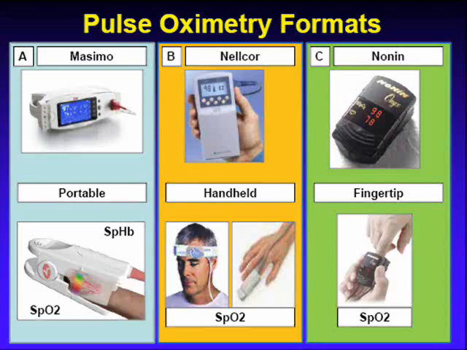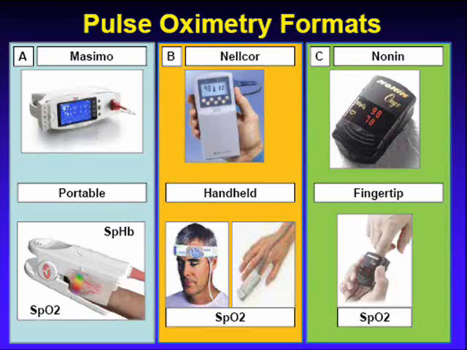This next slide shows pulse oximetry formats. On the left in panel A, we have a device from Masimo. This device uses 12 wavelengths to determine not only your pulse and your oxygen saturation, but also your hemoglobin, carboxyhemoglobin, and methemoglobin.